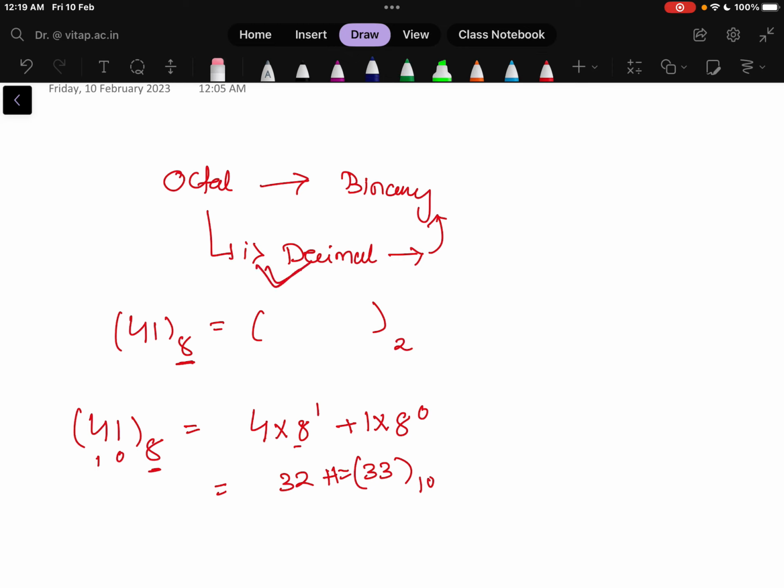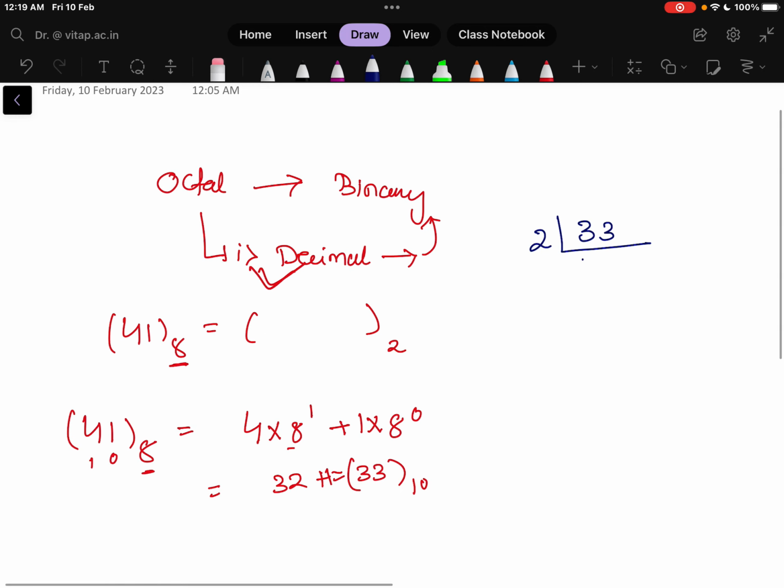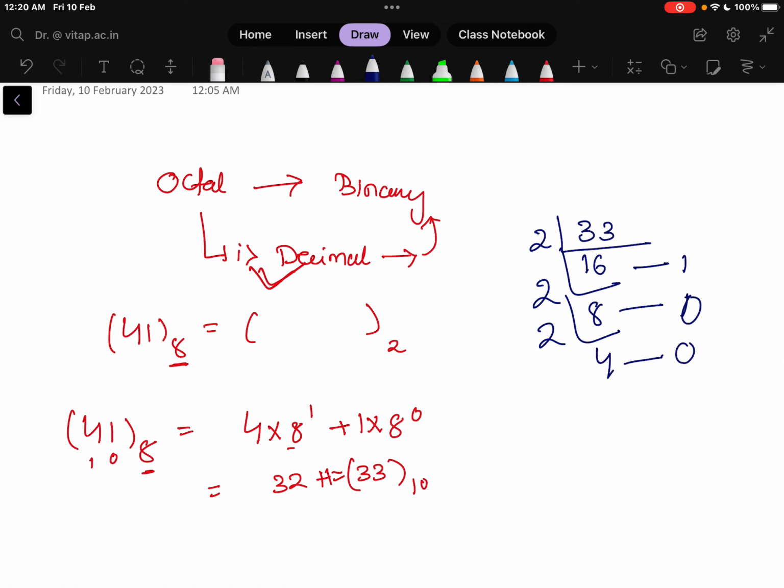In the second step, we have to convert 33 to a binary number. We have already discussed this, and you can see the previous videos. You have to consecutively divide by 2. If I divide 33, it is 16 into 2, that is 32, and the remainder is 1. Then dividing 16, it is 8 and the remainder is 0, then 4 with remainder 0 again, then 2 with remainder 0, and finally 1 with remainder 0.